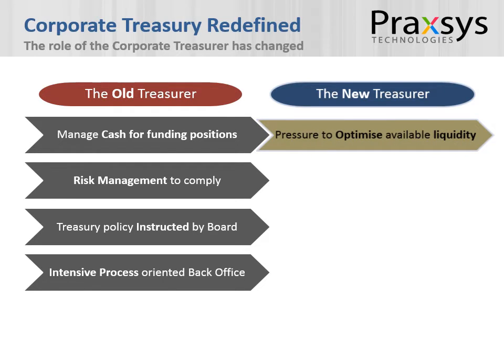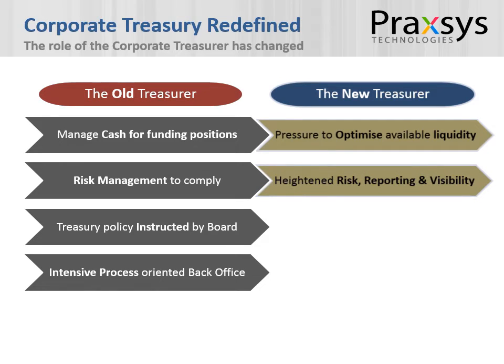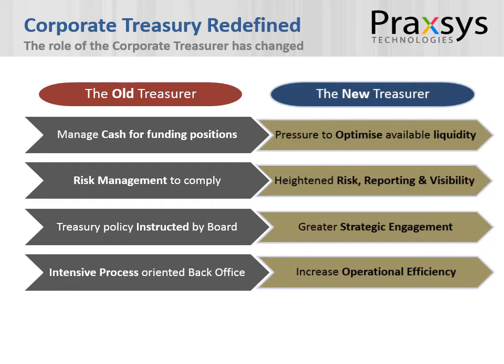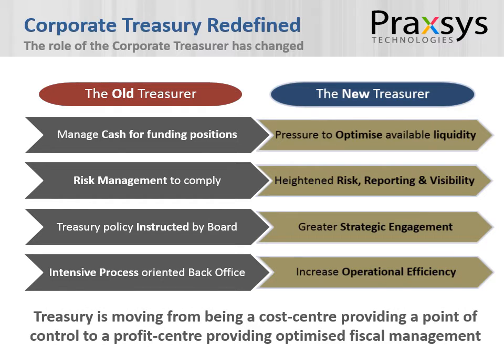This is also under increased regulatory and reporting environments, with greater accountability and more strategic involvement. This may have raised the profile of the Treasurer, but also added extra pressure on increasing the efficiency and the visibility across the entire back office operation. So Treasury is no longer simply a point of control for operations, but a strategic partner that the board looks to maximise the organisation's profits through the solid financial management that it provides.